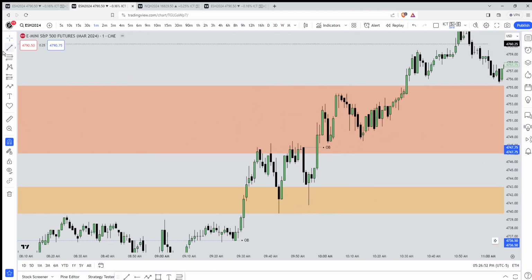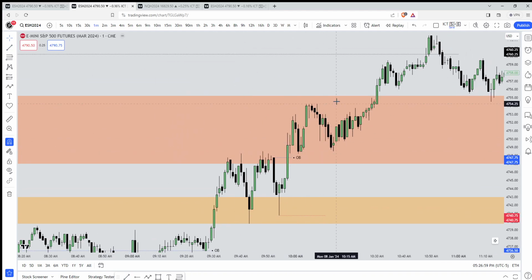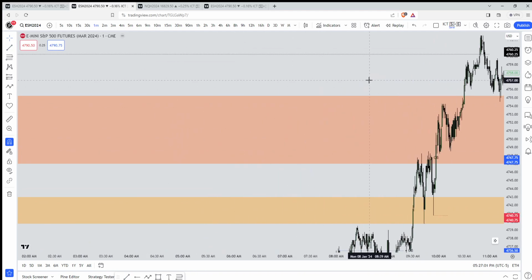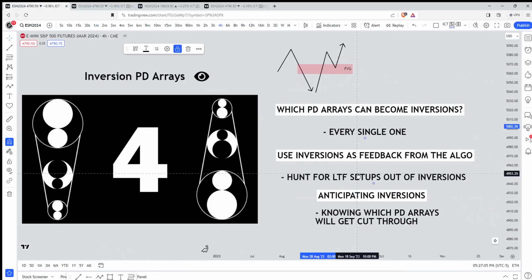So now I'm not anticipating for this low to get traded to, and I want to see it deliver to the buy side liquidity. So it does that, right? Price starts to trade higher, and it delivers all the way up to the buy side liquidity up here. So that's how you could utilize inversion PD arrays to hunt for lower time frame setups.